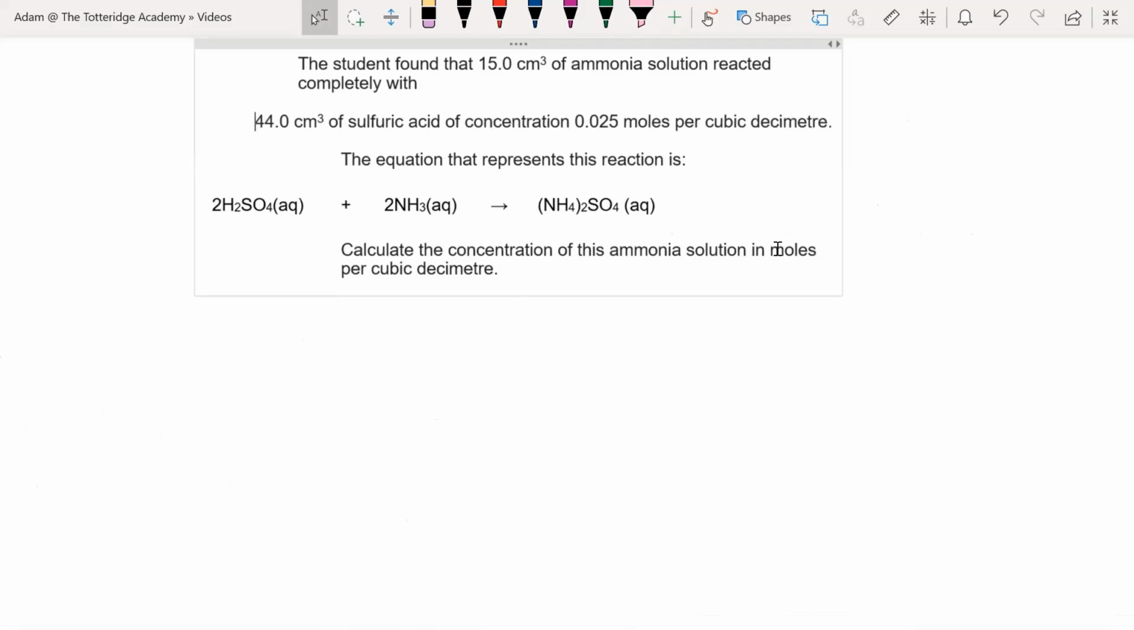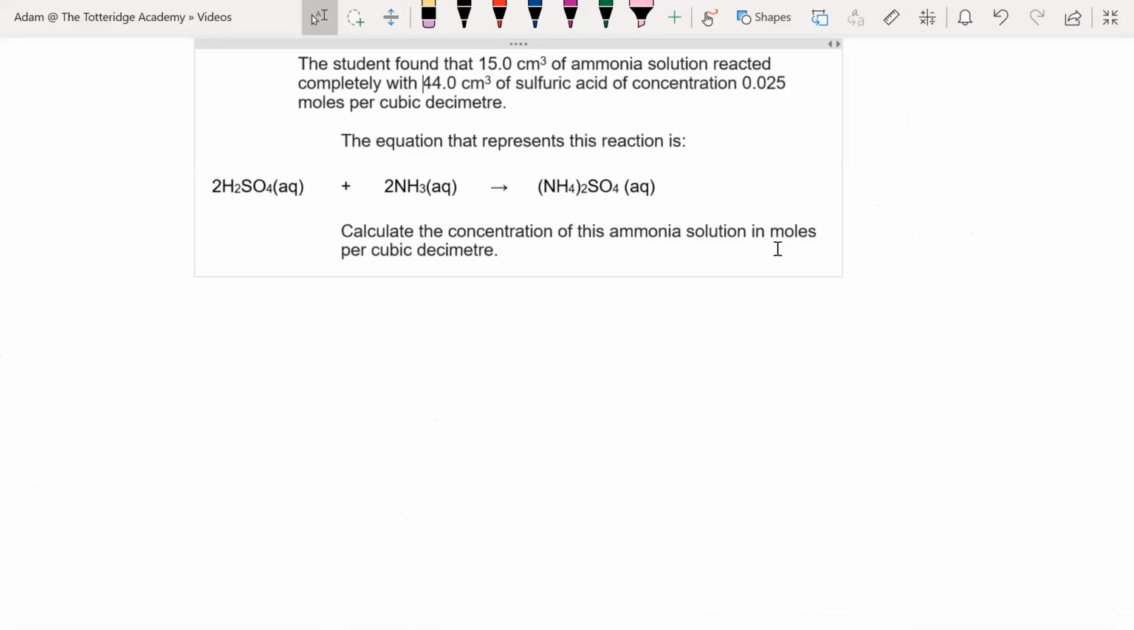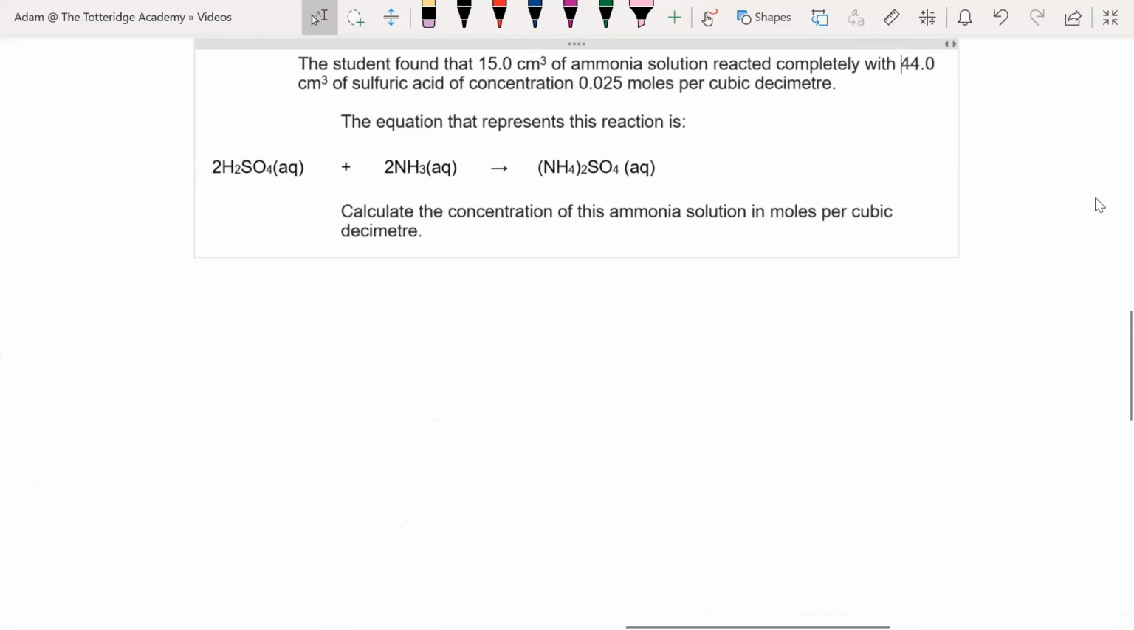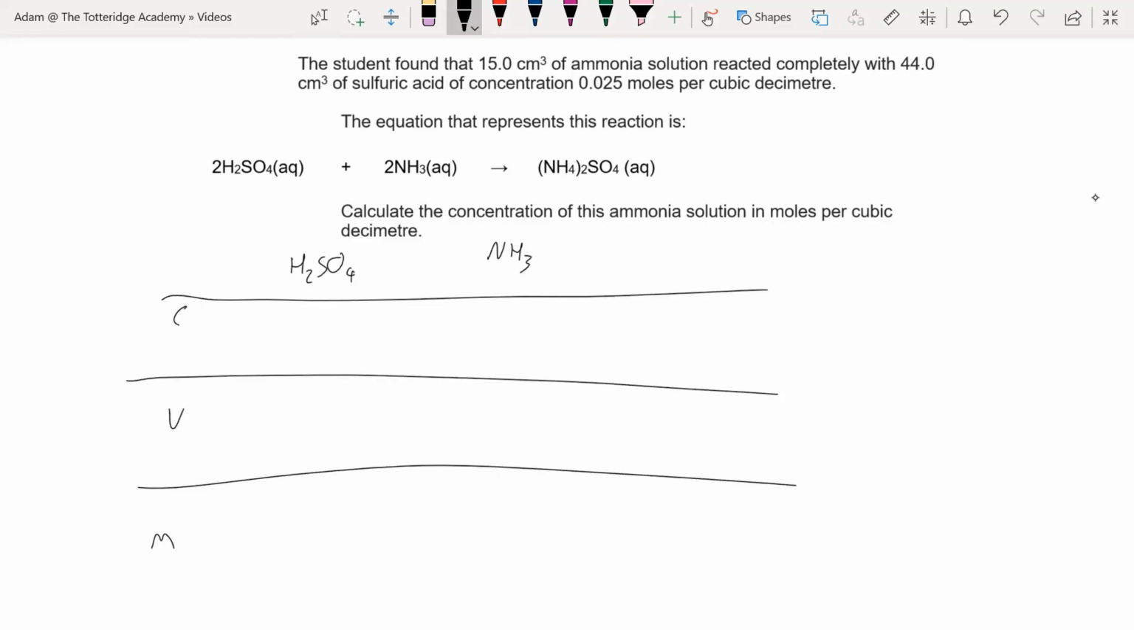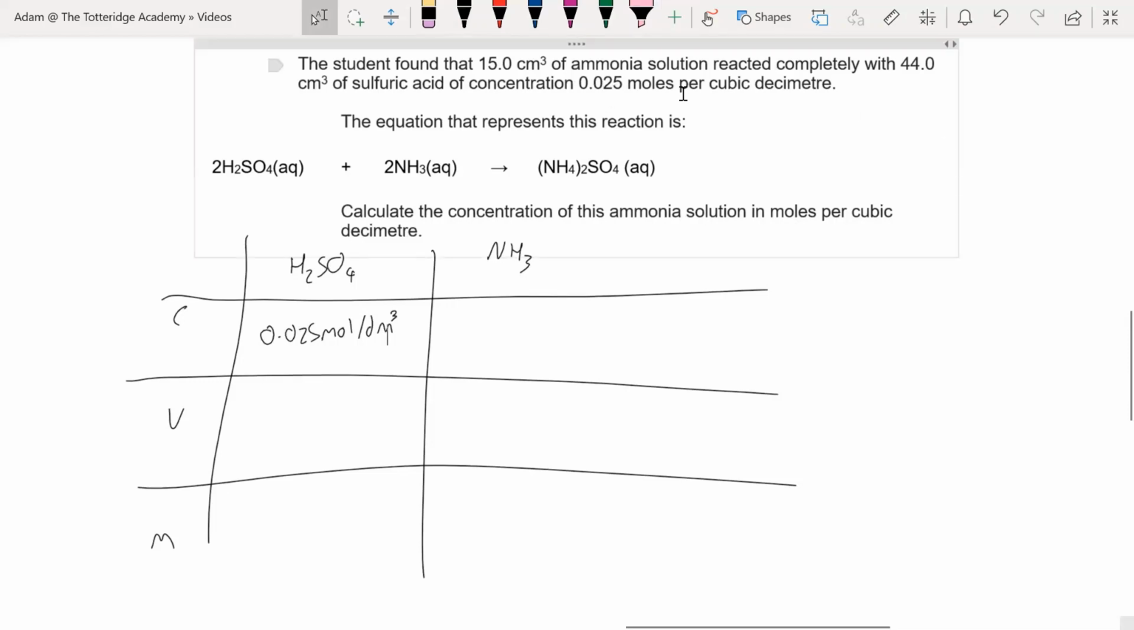I'm actually just going to make this a bit smaller so I've got more space to write in, and make this bigger so it gives me even more space underneath. Lovely. Right, so again, I've got my H2SO4, my sulfuric acid, and I've got my NH3. Creepy, violent monsters. Right. Concentration of sulfuric acid is 0.025 moles per dm cubed. So it says so up here.